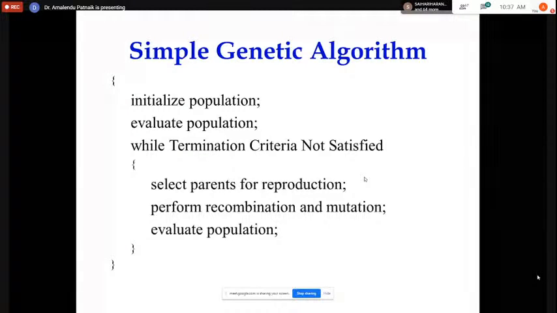Now there are situations where, although you have chosen a particular termination criteria, even after applying thousands or tens of thousands of iterations, you are not able to meet your termination criteria or get your solution. That means the iterative technique has been trapped at some local minima.